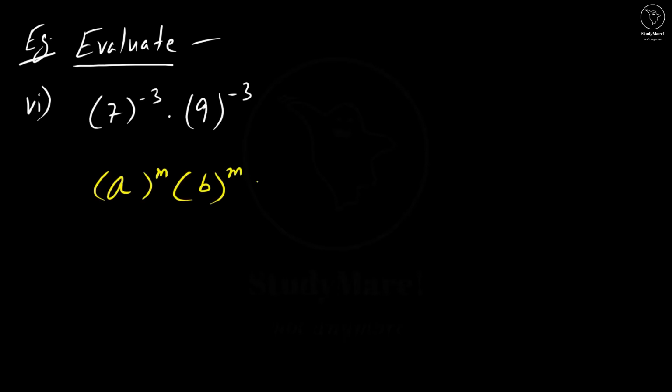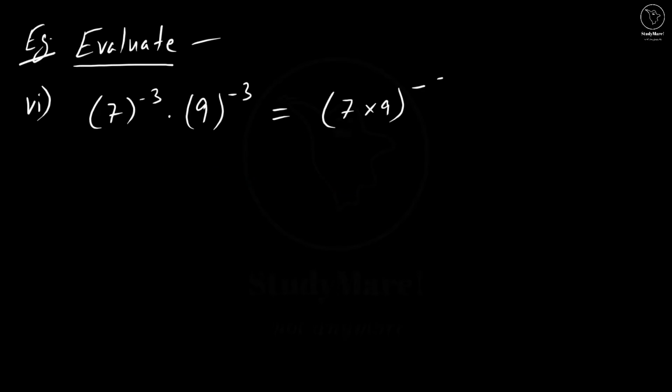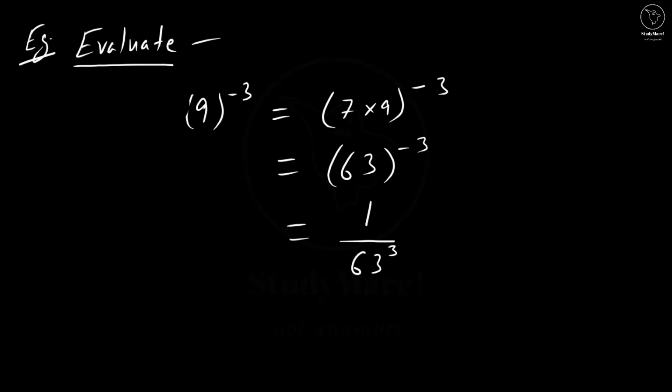Our next example is 7 to the power minus 3 into 9 to the power minus 3. Applying a to the power m into b to the power m is equal to a into b whole to the power m, we get 7 into 9 whole to the power minus 3, which equals 63 to the power minus 3, equals 1 by 63 to the power 3.